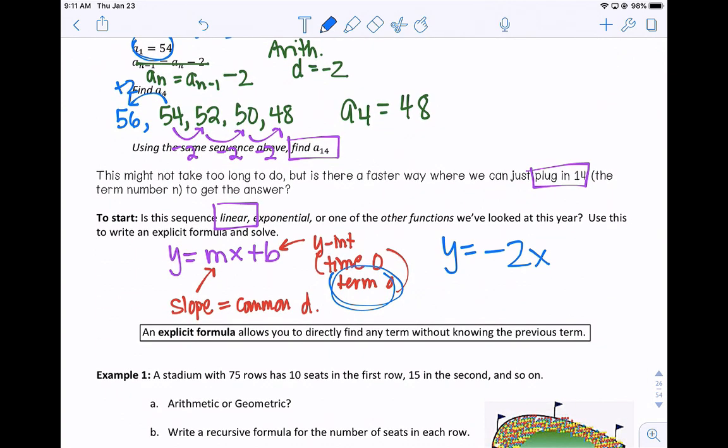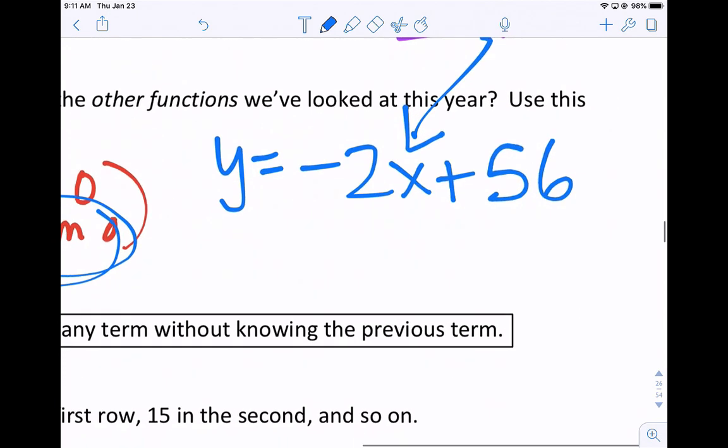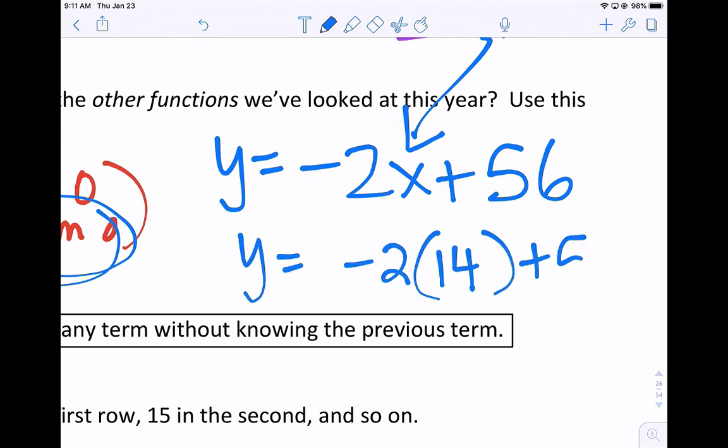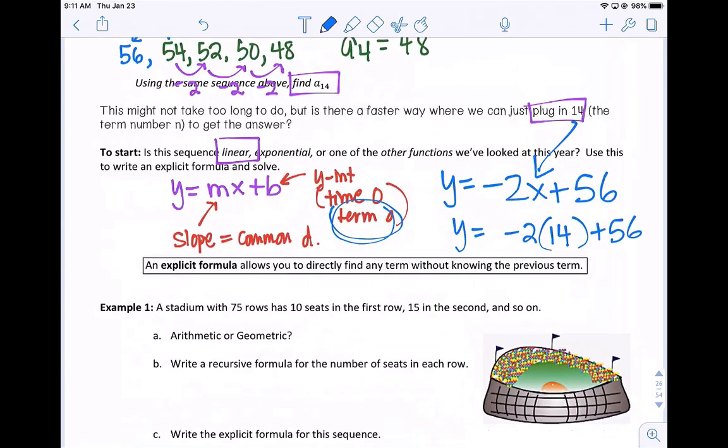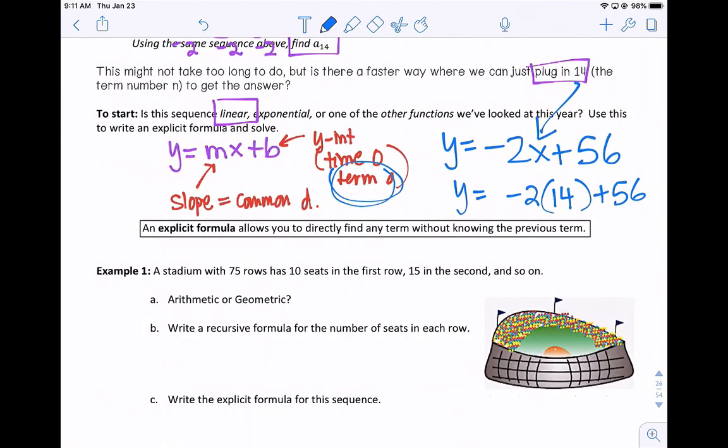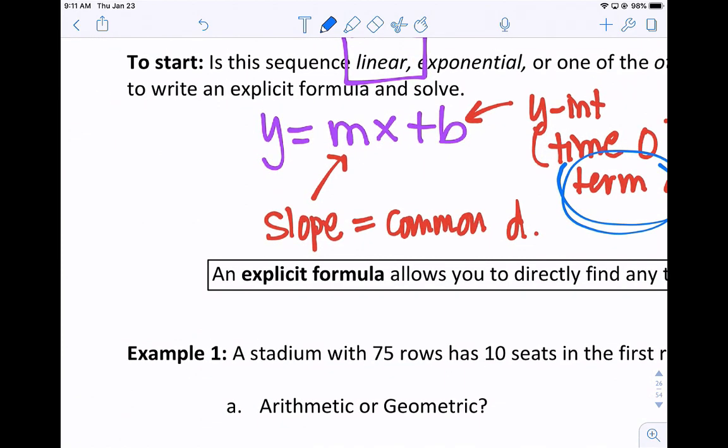So let's take a look at that. I will put plus 56 here. And now we have something called an explicit equation. In an explicit equation, we can just plug the 14 in and figure out what would be the 14th number in this list. So -2 times 14 plus 56 would give us the 14th number in the list. Instead of hitting enter 14 times, this would give us our number. And that number would be 28. So we could say a sub 14, I'll write it over here, equals 28.